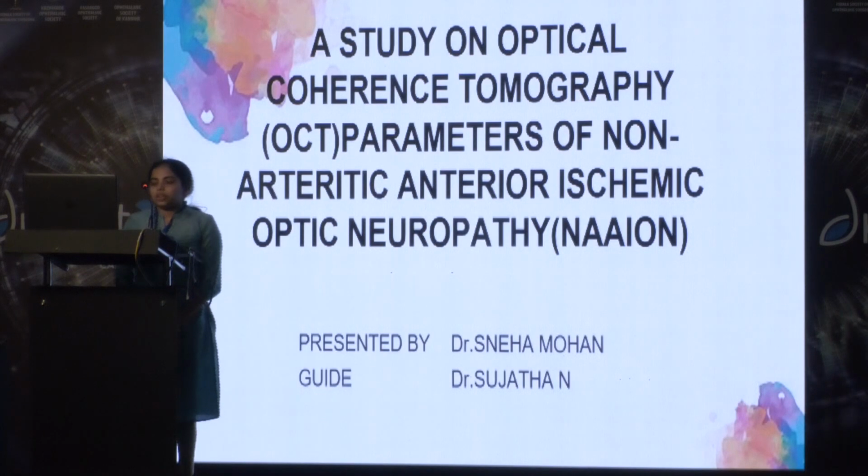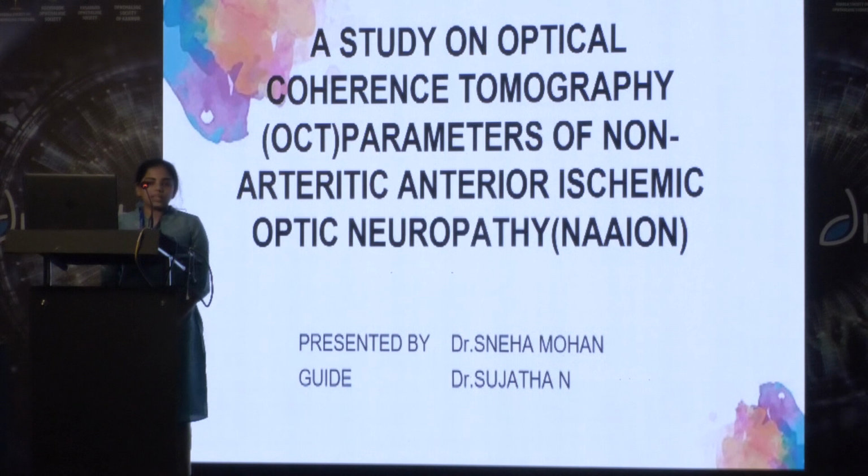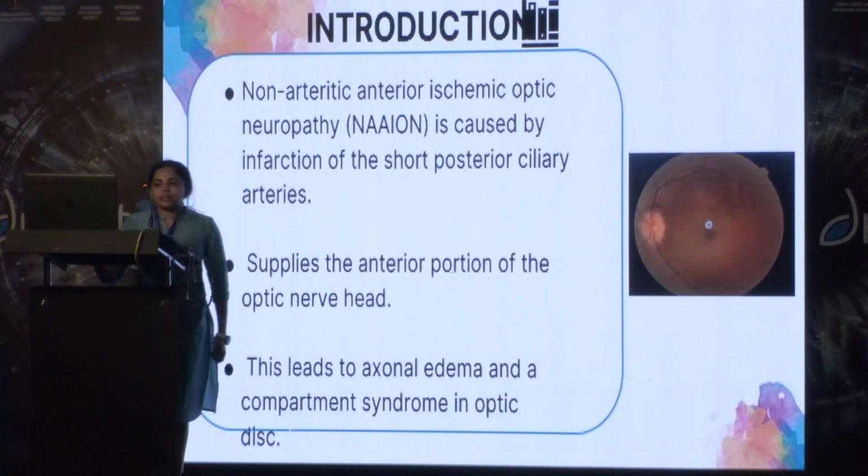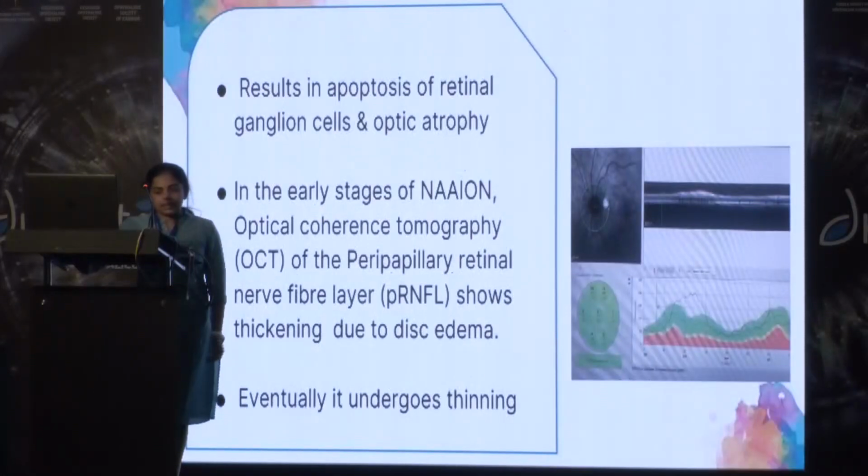Good evening all. I am here to present my study on optical coherence tomography parameters of non-arteritic anterior ischemic optic neuropathy. As we all know, NAION is the second most common optic neuropathy after glaucoma, which is caused by infarction of the short posterior ciliary arteries, which supply the anterior portion of the optic nerve head. This leads to axonal edema and a compartment syndrome in the optic disc. This again results in apoptosis and retinal ganglion cell death and finally optic atrophy.